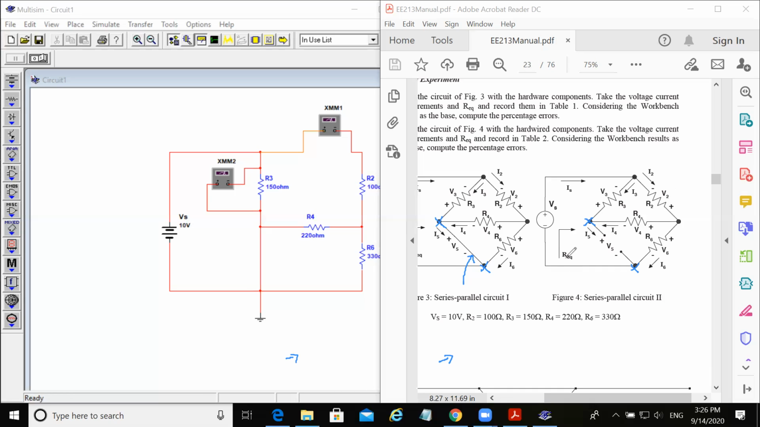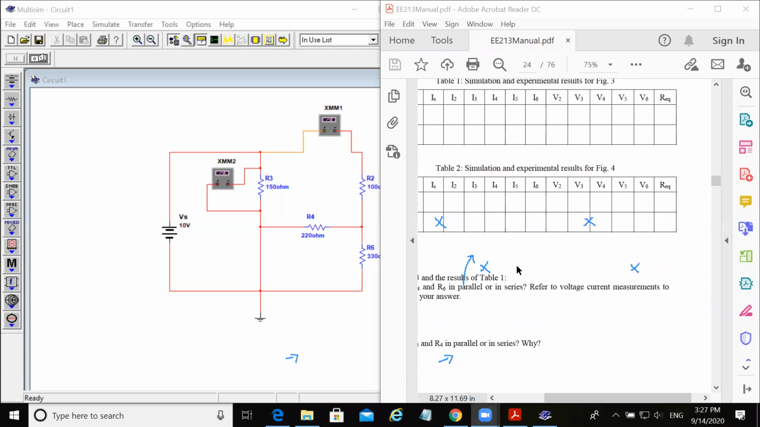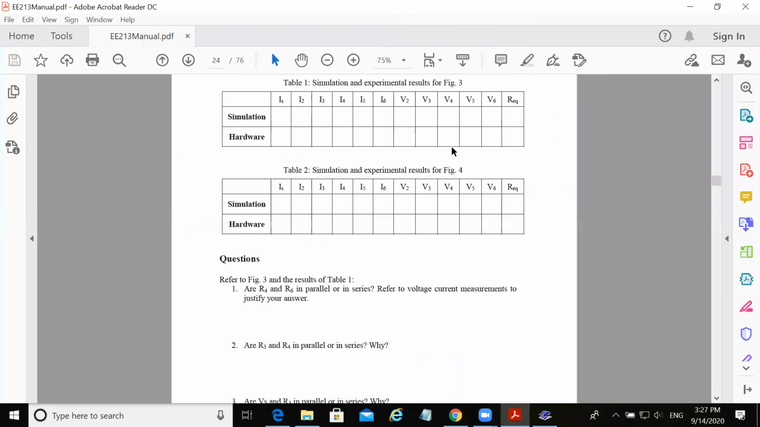Okay, guys, now let us move forward. Let me stop the annotation. Let us see what we are supposed to do. Let me erase it. Sorry for this. As I said, we have to fill all of these tables, so please do that properly. This is for the first circuit, and this is for the second circuit.